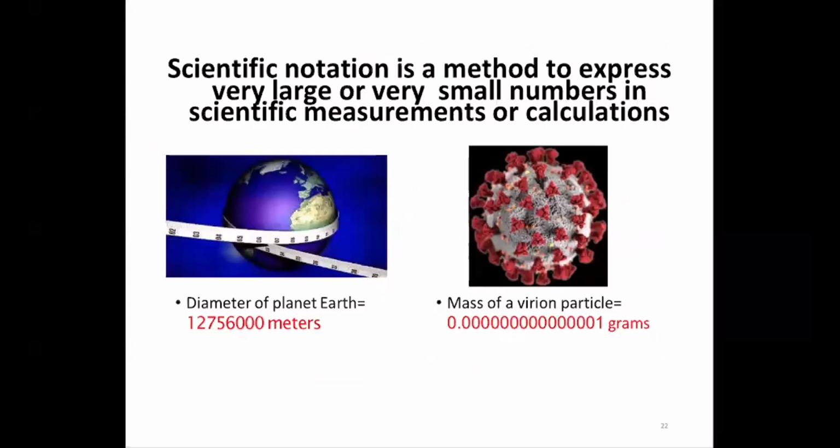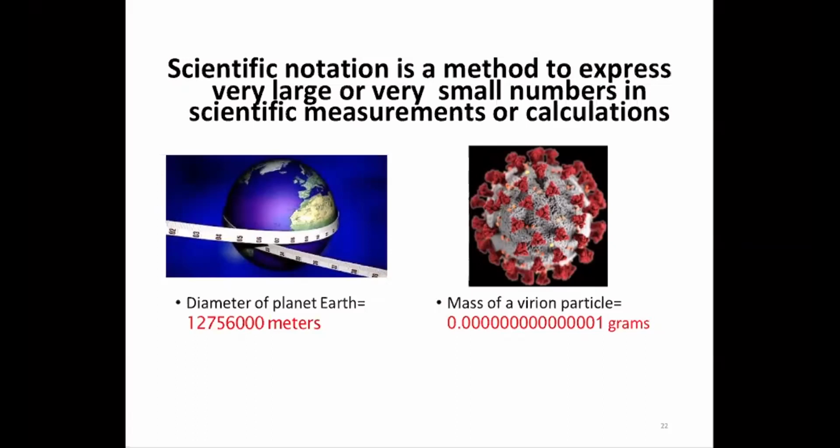Then let's move on to the next concept, which is scientific notation. So sometimes we're going to have measurements that are really large. Sometimes we're going to have measurements that are really small. When we have that, we need to find a way to write them so we know we have a really large number or a very small number. And that's where scientific notation comes in. It's a method to express very large or very small measurements that we have in the laboratory. Now, we can also use scientific notation in calculations.